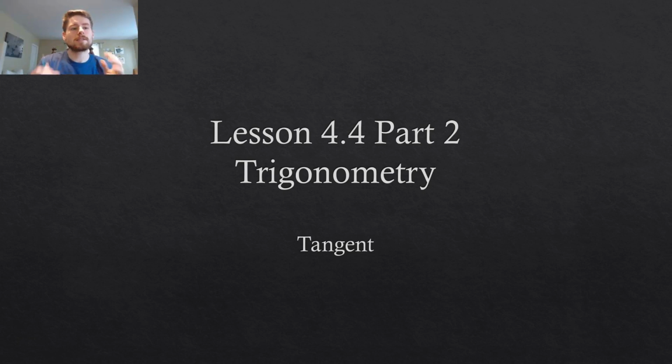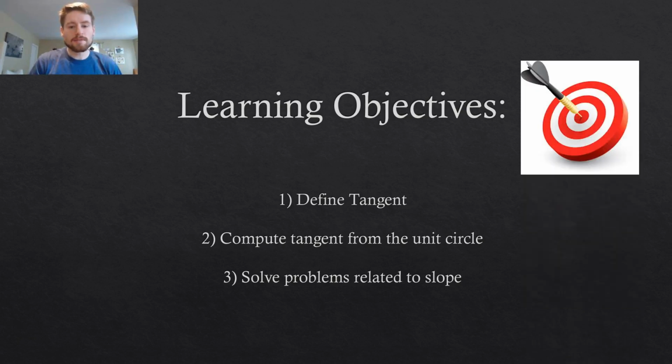It was defined back in the day as something involving right triangles, and now we're going to try to extend that definition like we did for sine and cosine so that it works for any angle, not just angles that are in right triangles. Okay, so here are our learning objectives. First one is to define tangent, and then the second one is to use its definition to compute tangents of various angles from the unit circle. And then we'll do some problems related to slope.